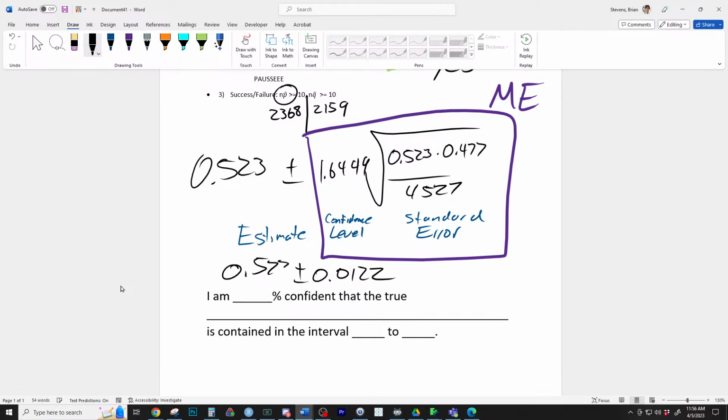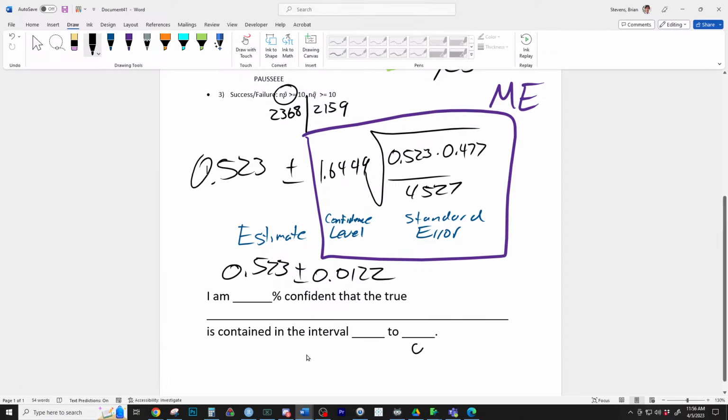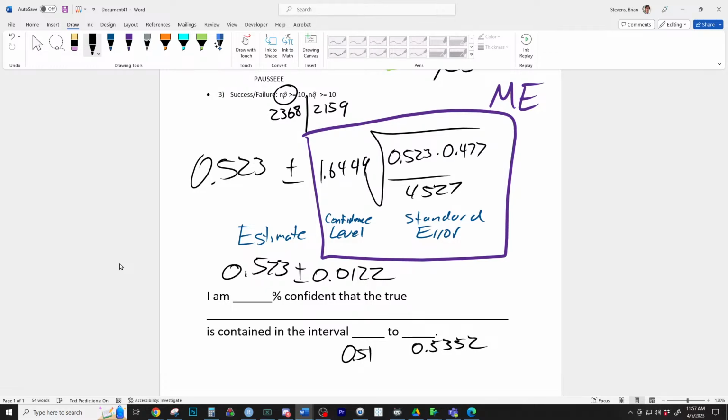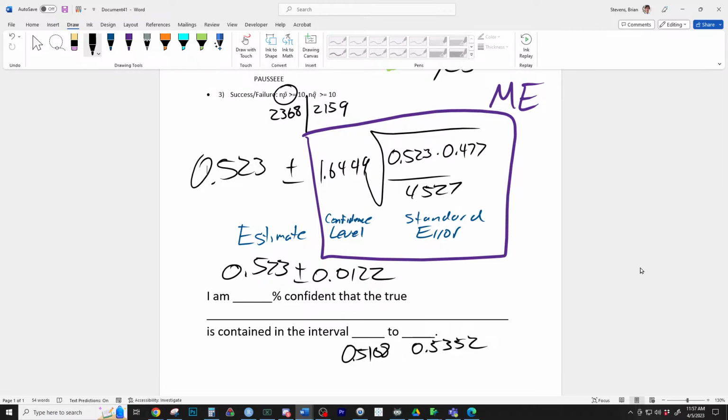And so now let's go 0.523 plus the margin of error, and there it is, 0.5352. And then do the minus. Oh, did I carry enough decimals? I think I've got it saved. There we go, 0.5179. Let me double check. Should be enough decimals.